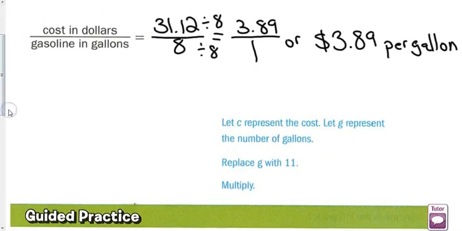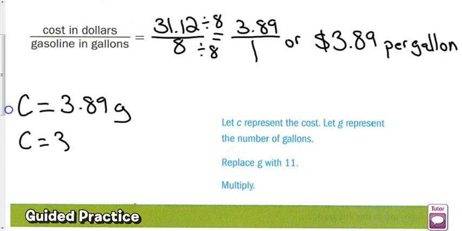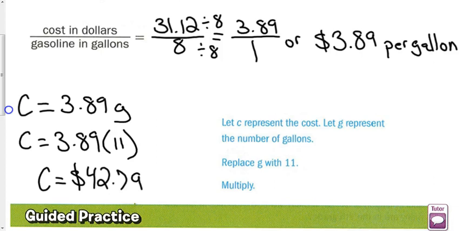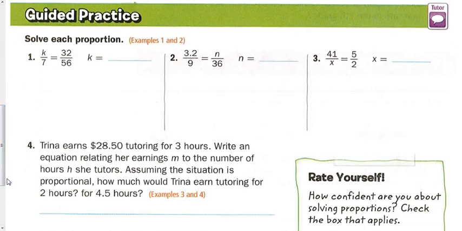So again, write an equation. C represents our total cost. We want to know the cost for any number of gallons of gas, so it's $3.89 times the number of gallons, and we use G for the number of gallons. All right, so we want the cost for 11 gallons. So we'll replace G with 11. That gives us a cost of, drumroll, $42.79. So use your newfound knowledge, do the guided practice, and we'll talk.